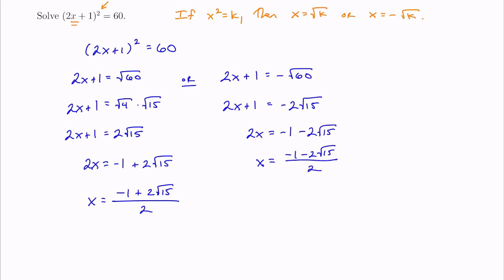As a final step, we'll write a quick conclusion as solution set notation. Since these two solutions are identical except for the plus or minus in front of the radical in the middle of each solution, we could condense this down to: the solution set is the set negative 1 plus or minus 2 root 15, all over 2.